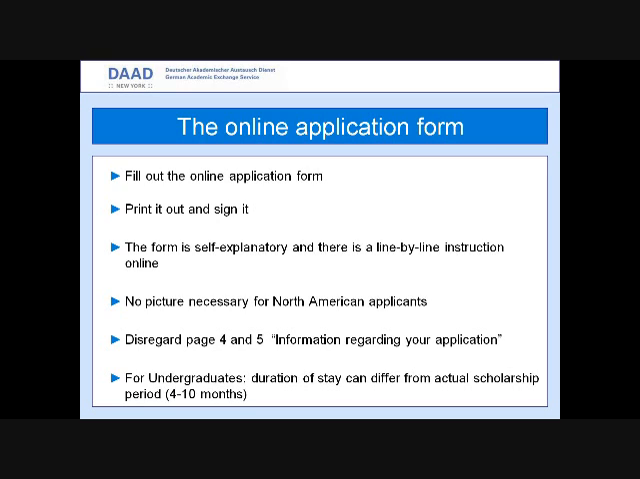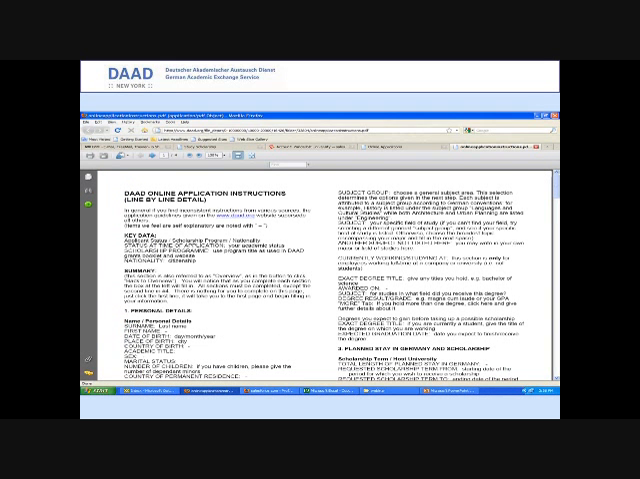Now, this is how our online application instructions look like. These are the instructions that you'll actually see. These are from our office. If you're printing out that online form and you see the last 2 pages of the online application, please disregard those last 2 pages. Only go by these DAAD online application instructions.